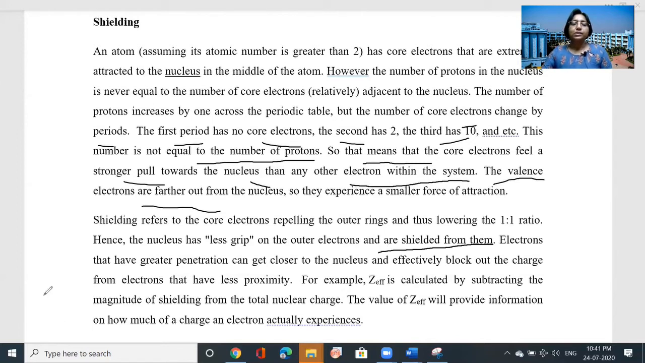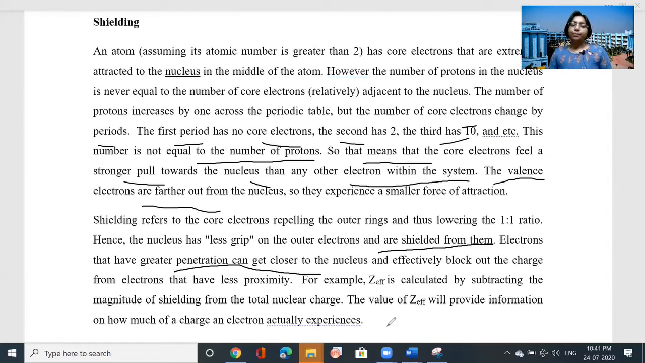Electrons that have greater penetration can get closer to the nucleus and effectively block out the charge from electrons that have less proximity. So those closer to the nucleus have higher penetration and effectively block out the charge from electrons that have less proximity.